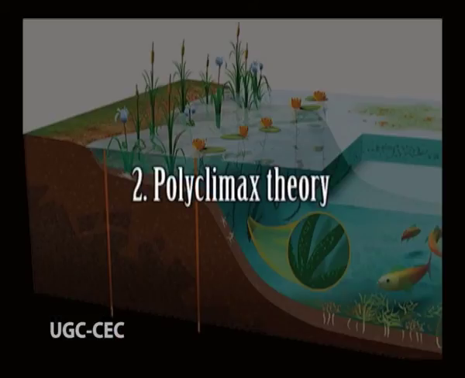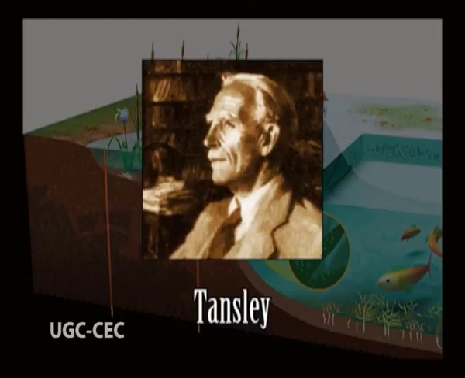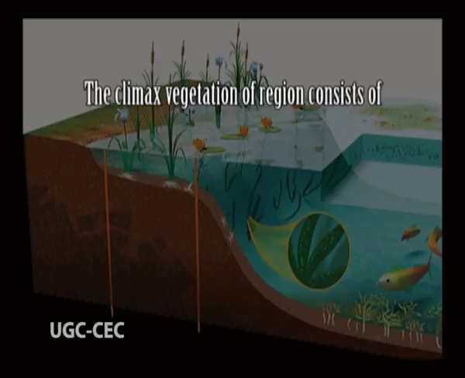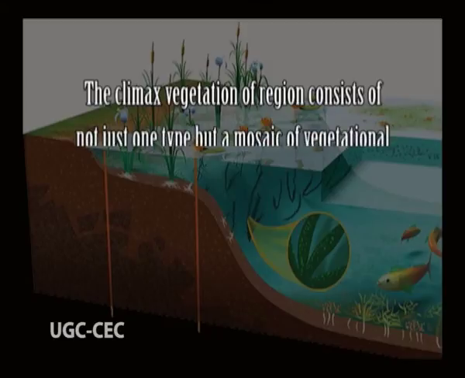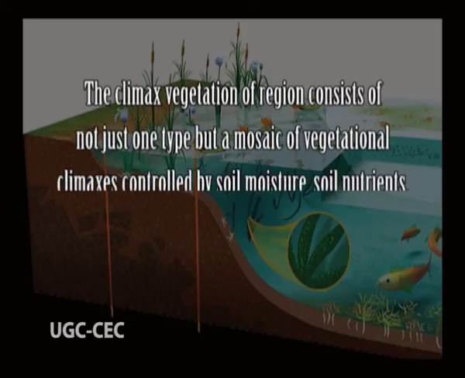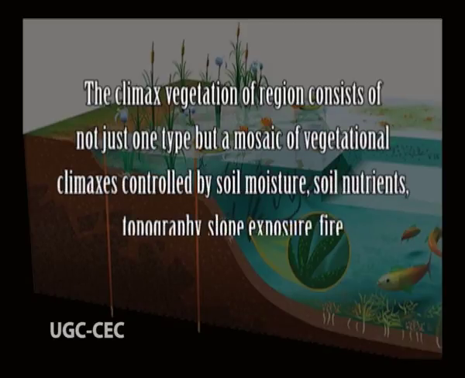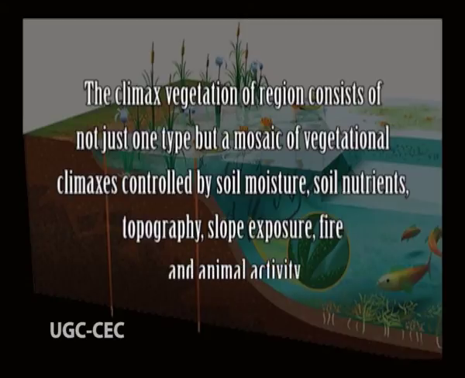Second is the polyclimax theory. This theory was proposed by Tansley. This theory considers that the climax vegetation of a region consists of not just one type but a mosaic of vegetational climaxes controlled by soil moisture, soil nutrients, topography, soil exposure, fire and animal activity. This theory argues that climate is only one of several characters. As there are several environmental factors, many climax communities are established.